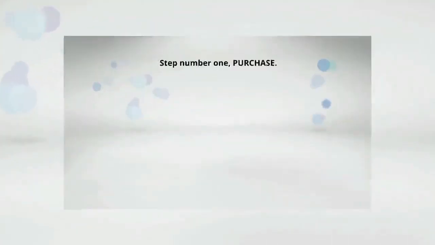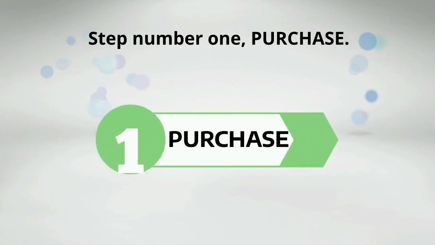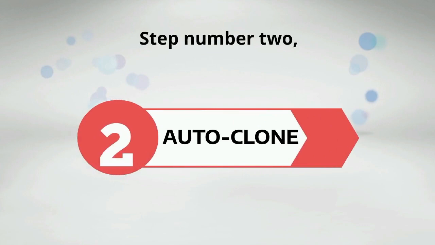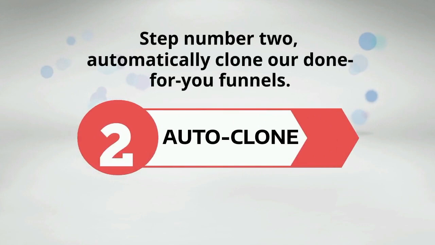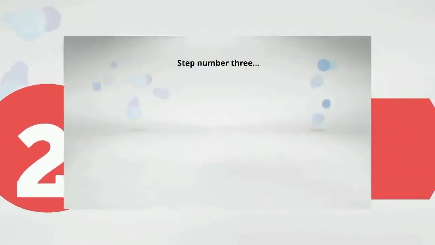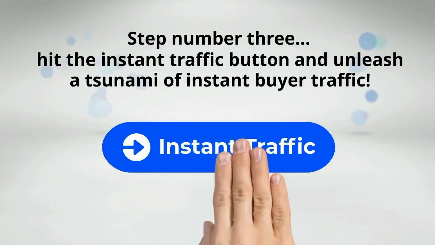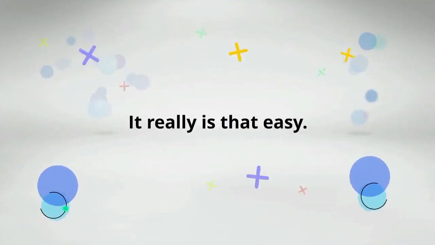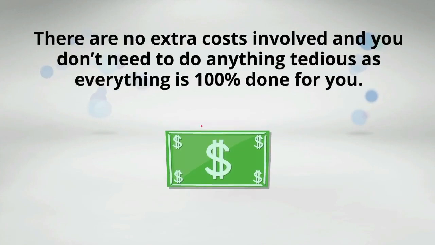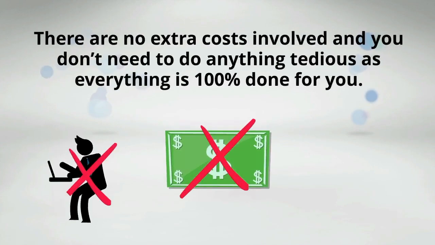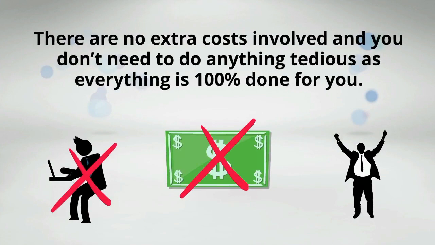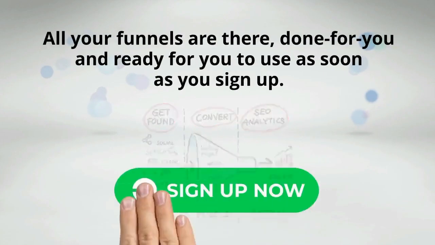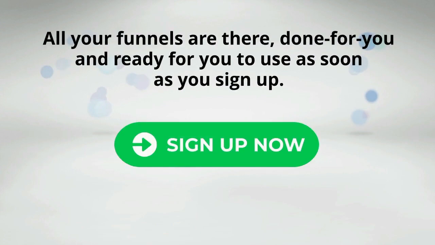Here's how it works. Step number 1, purchase. Grab your copy before the price increases. Step number 2, automatically clone our done-for-you funnels. Step number 3, hit the instant traffic button and unleash a tsunami of instant buyer traffic. It really is that easy. There are no extra costs involved and you don't need to do anything tedious, as everything is 100% done for you. All your funnels are there, done for you, and ready for you to use as soon as you sign up.